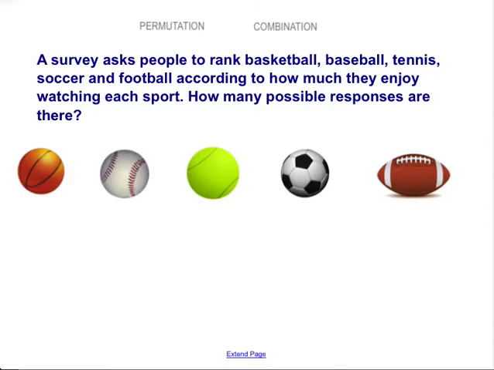Next, let's take this. A survey asked people to rank basketball, baseball, tennis, soccer, and football according to how much they enjoy watching each sport. How many possible responses are there? Well, first of all, rank. That is another huge word referencing order. Rank represents order, so that means it's a permutation.